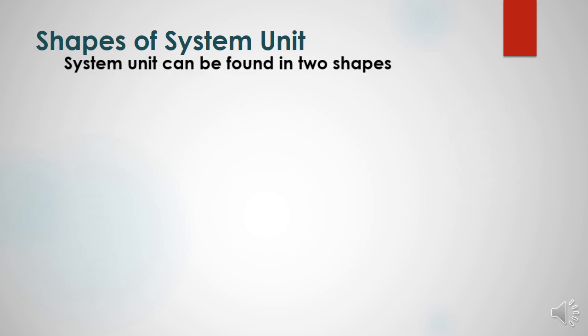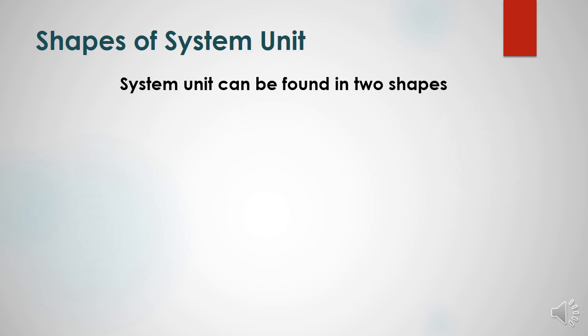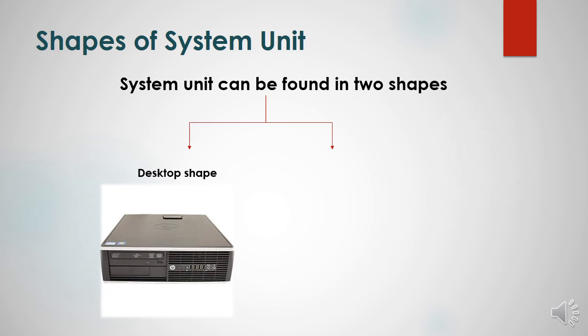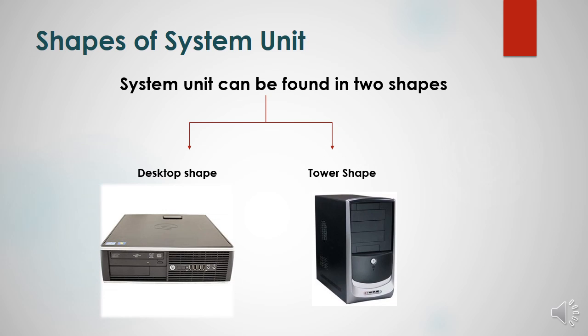System unit can be found in 2 shapes: desktop shape and tower shape. Mostly this tower shape of system unit is used.